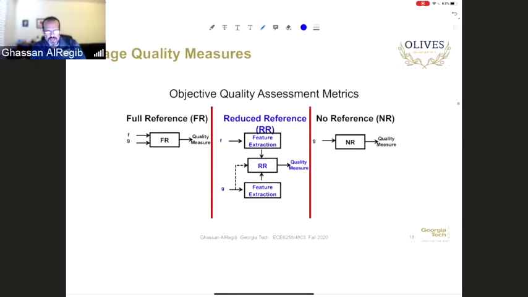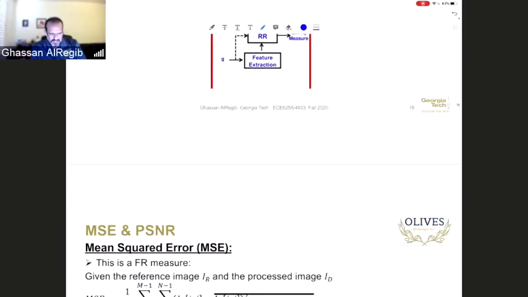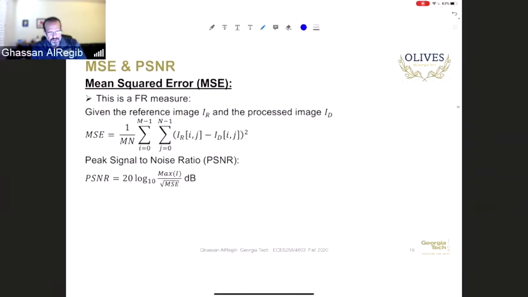Here is an illustration, just a quick diagram of how things look, and really nothing new compared to the previous slide. Let's look at the first one that you're already familiar with, the mean square error. You take two images, the reference image and a degraded image, and then you do it point by point, pixel by pixel: the difference, square, sum, and average, and that will give you the mean square error. And this is the PSNR.